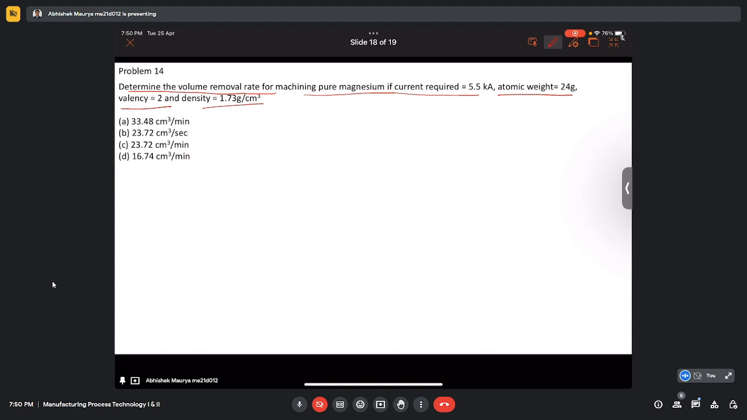What was the relationship for the volume removal rate? The volume removal rate in ECM was directly proportional to the current, inversely proportional to the valency, and there was some constant also. So let's write it. The relationship was something like this. This relationship comes from Faraday's laws.